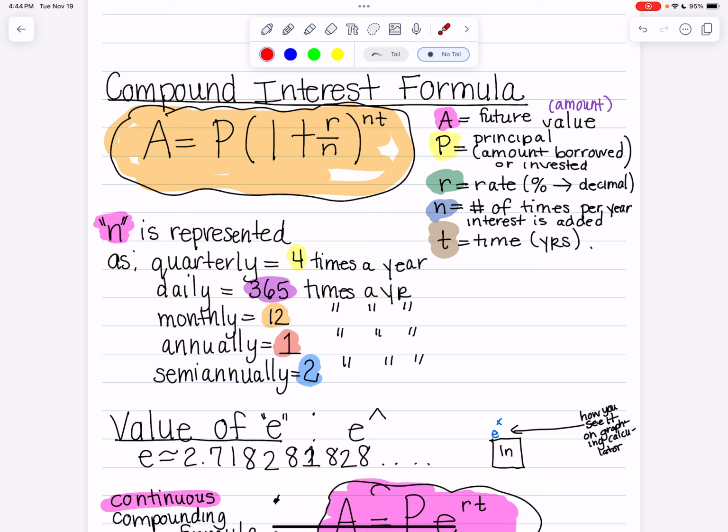Next thing, we're talking about the value of e. Right here, there's a button on your graphing calculator that says LN, and right above LN is e. So look for that button on your calculator. You should see that on there. That's e. e is represented by 2.7182, and it goes on. It's like pi, okay? Don't we use 3.14 for pi? Yes, but that's what e is. Giving you all time to copy this real quick, okay?